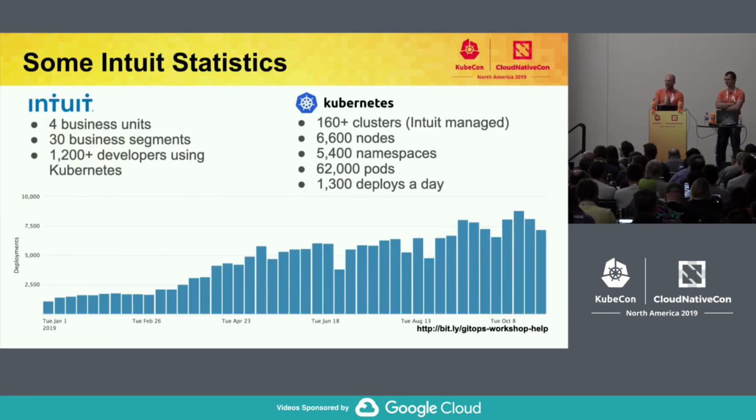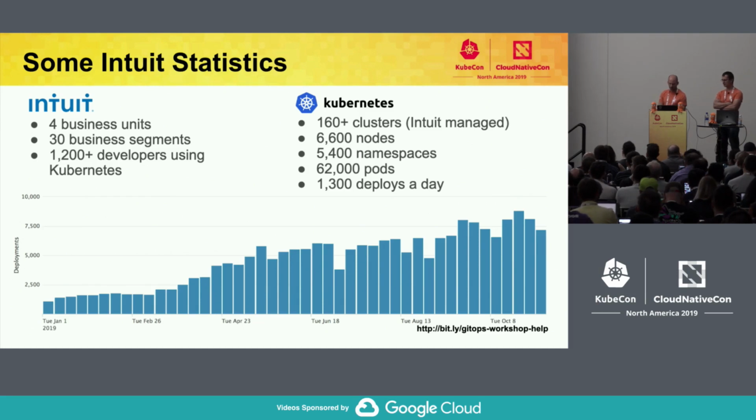Just want to give you a little bit of information about Intuit here. Intuit's been on a Kubernetes journey for around 18 months to 2 years. It's a pretty large organization. We have around 1,200 developers using Kubernetes on a daily basis. We run 160 clusters, which are all managed clusters, and we have around 62,000 pods. And we do about 1,300 deployments a day.